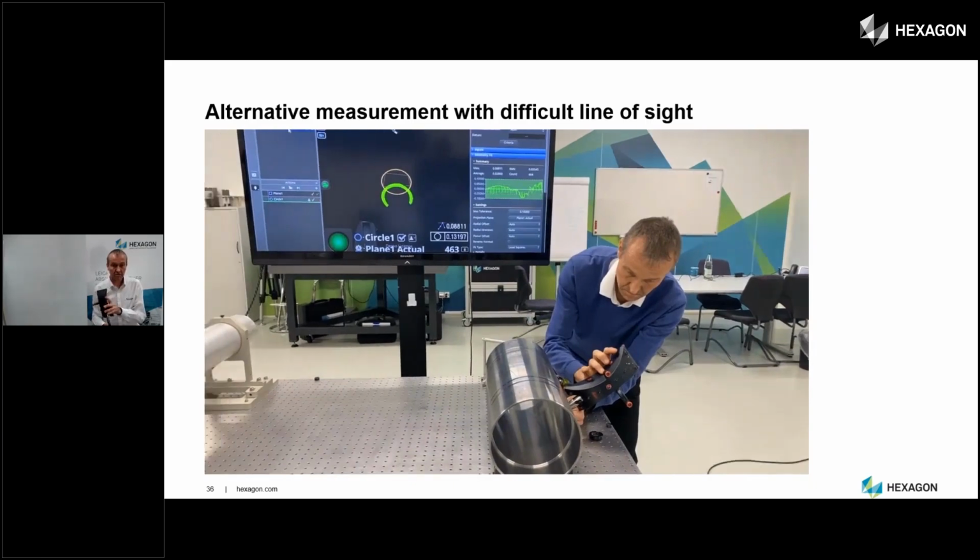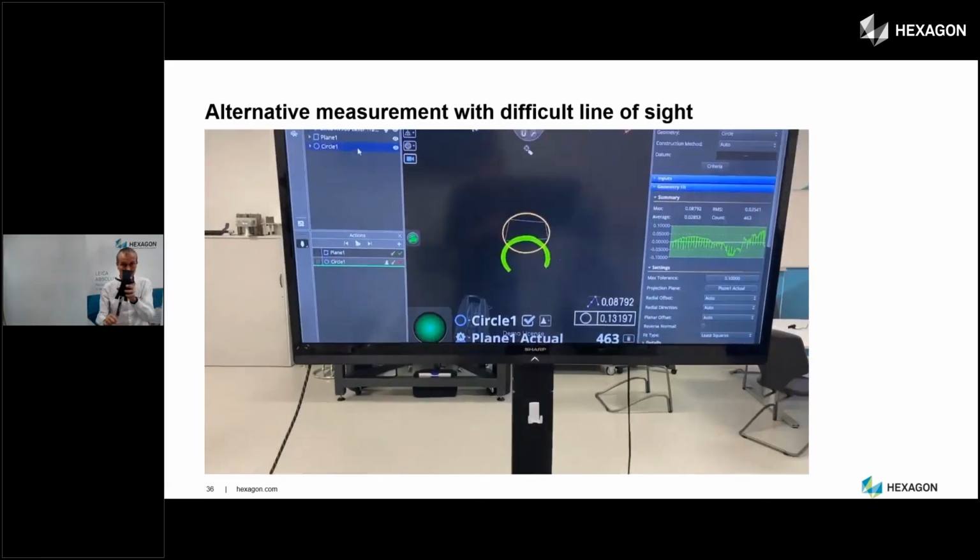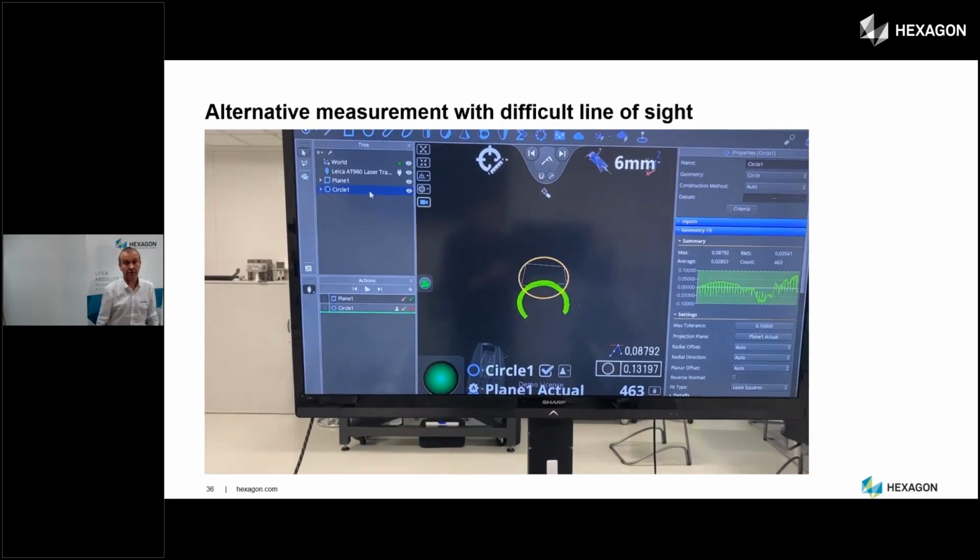And we can also measure a circle on the fixed end. So we can measure a circle on the fixed end. That's the green circle you see there. Knowing the coordinate system, the XZ plane is fixed with the 2 reference points.